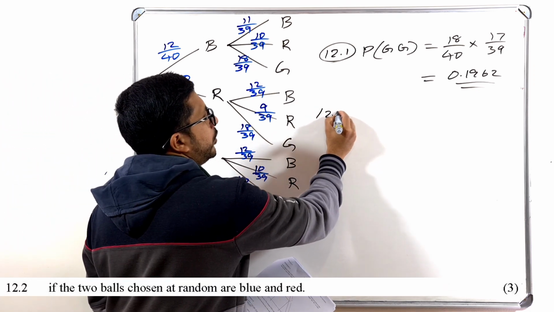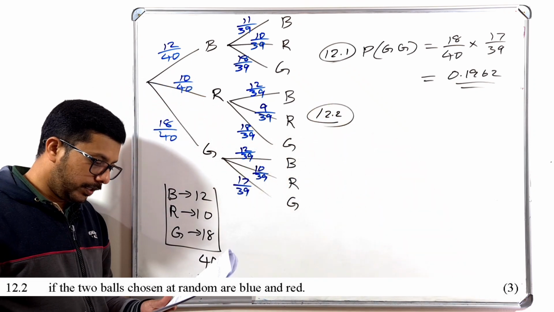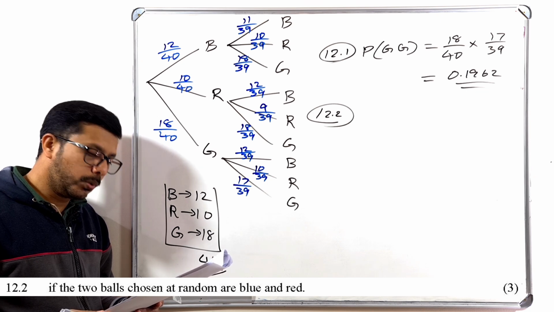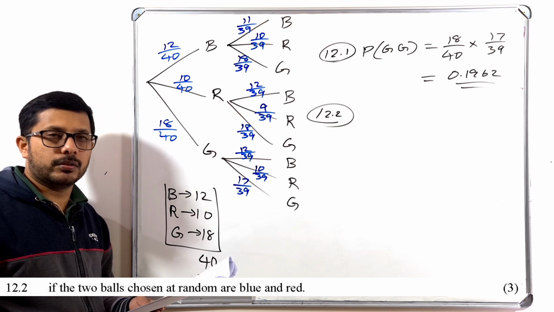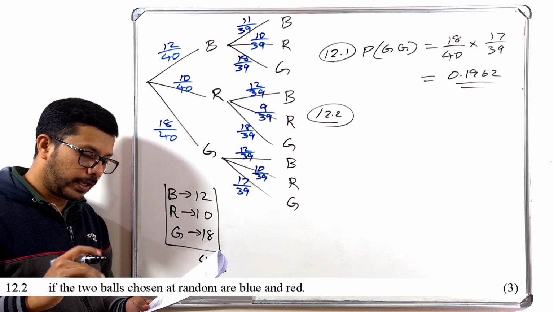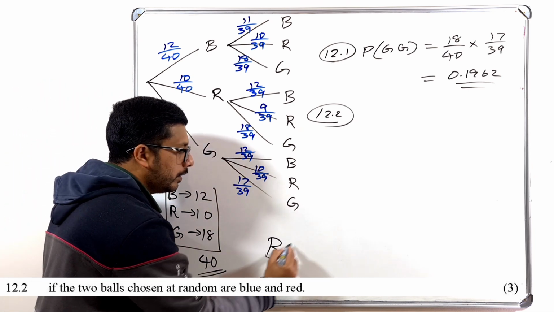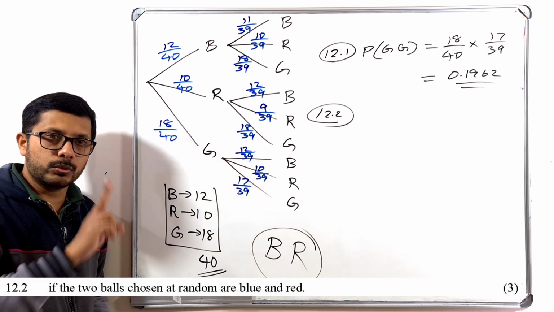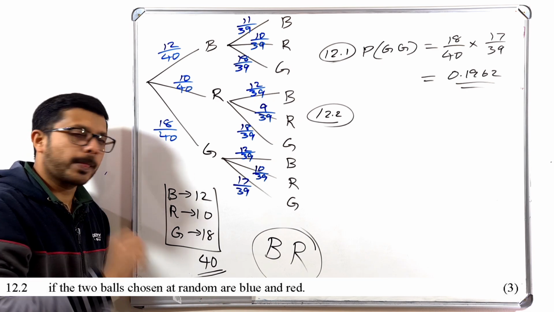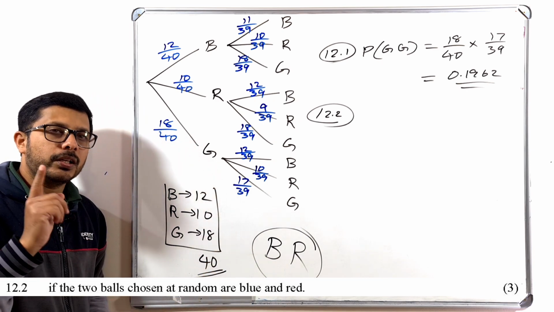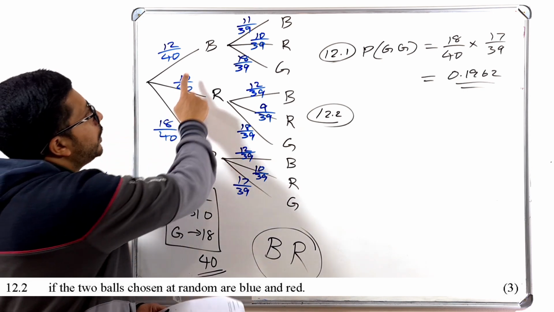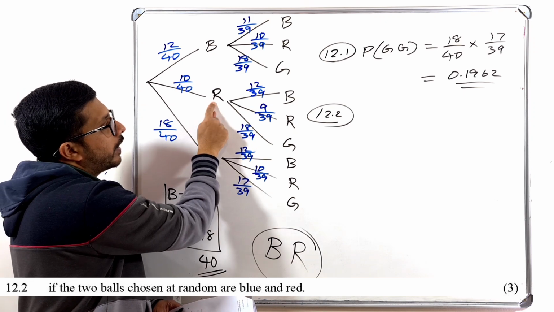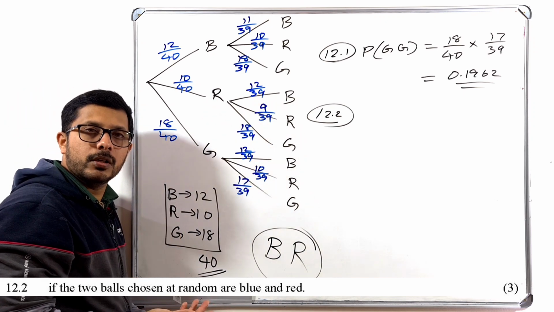Now next question, 12.2. What is that question? Find the probability of, if the two balls chosen at random are blue and red. So they want only blue and red. You know that there are two balls you are going to pick. Okay, so they want blue and red. So here you have to think one thing. It is not only this blue and red, not this, only this one. So what about if I take it red and blue?